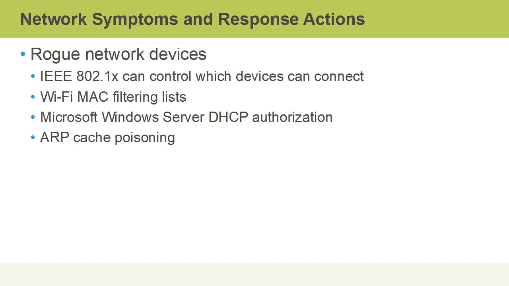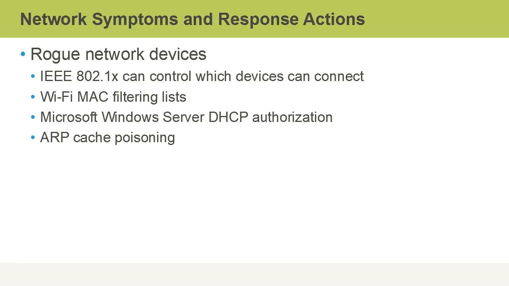Then there's the issue of rogue network devices that shouldn't be on the network. Now, we can control what devices and users can get on the network in the first place, whether it's wired or wireless, using IEEE 802.1x compliant devices like VPN appliances or Ethernet switches or wireless access points. So if they conform to IEEE 802.1x, we might limit their access to the network by using a centralized RADIUS authentication server.